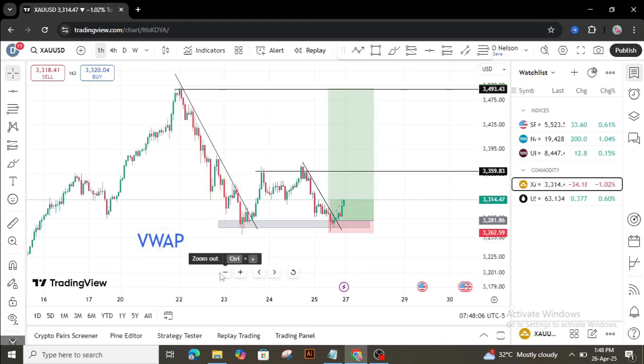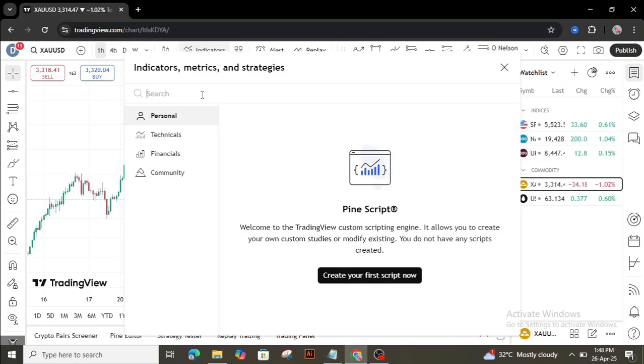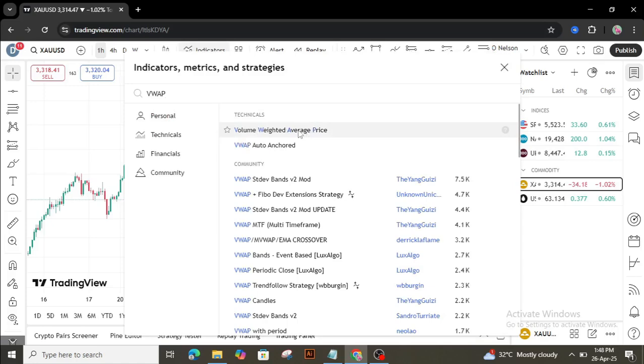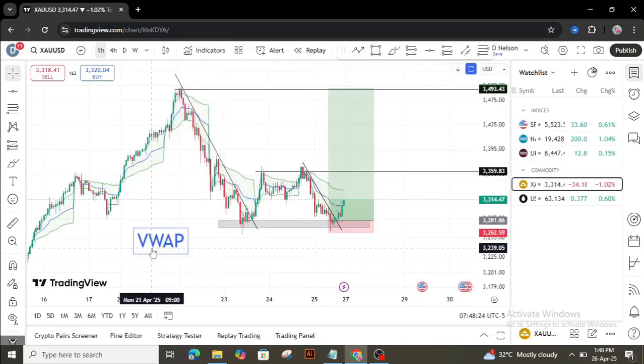So now let's set this indicator up, and let me show you how you will use it. So you come to indicator here, okay, and type VWAP. Okay, you can see volume weighted average price. You can see it above here, so just click on it. Okay, when you click on it, this is what it's going to bring.